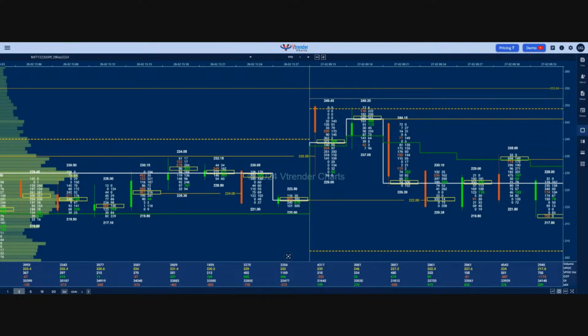So any more queries, guys? And yes, if you are confused, then just go to the 30-minute order flow and look at the 30-minute references of what the auction is doing and what should be your bias.